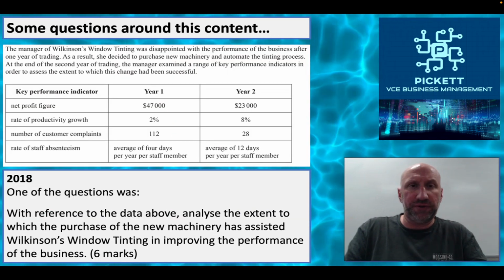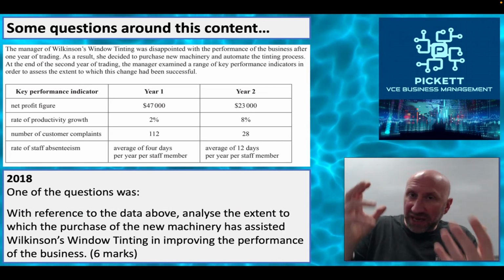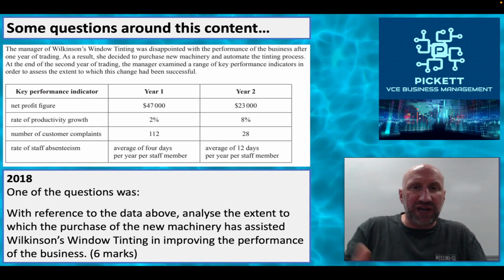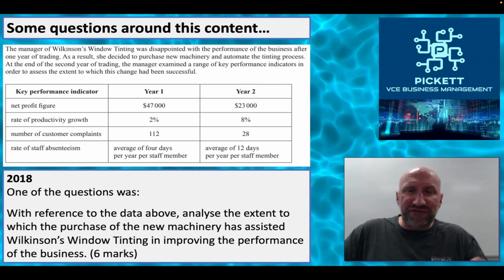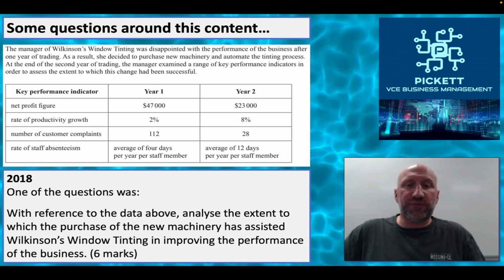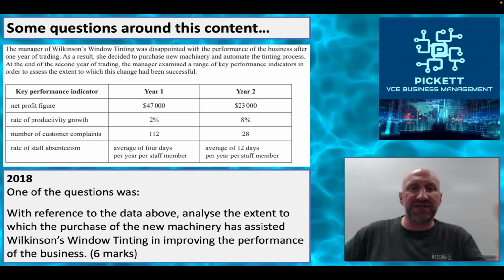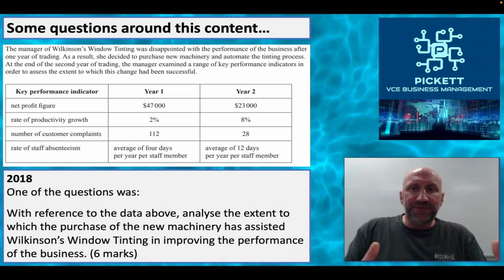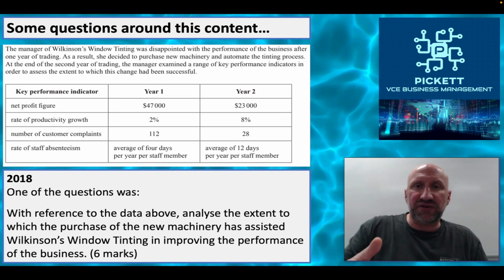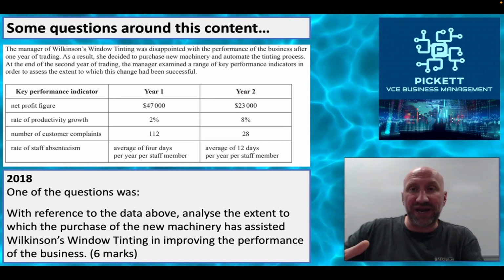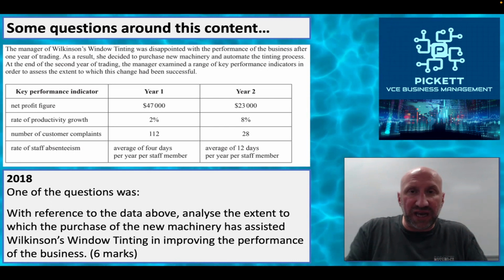So you can see this is new. In 2018, again, we got a table of some key KPIs, four KPIs there and how they change from one year to the next. One of the questions here was, with reference to that data, analyse the extent to which the purchase of the new machinery has assisted them to improve performance. So if you read the case at the top there, basically it's a window tinting business. They were disappointed with the business after trading for one year. So at the end of that year, they decided to purchase some new machinery and automate the tinting process. And then at the end of the second year, they measured the same KPIs.